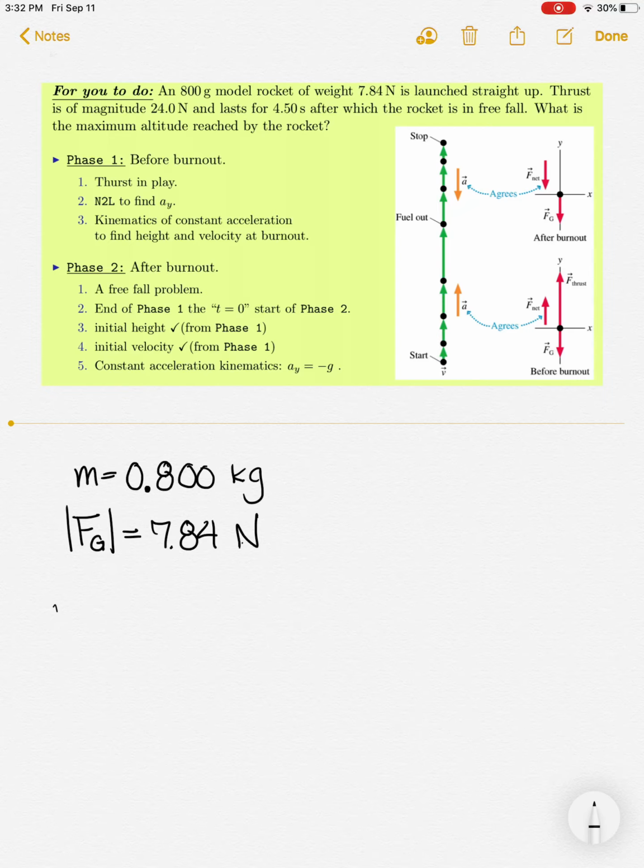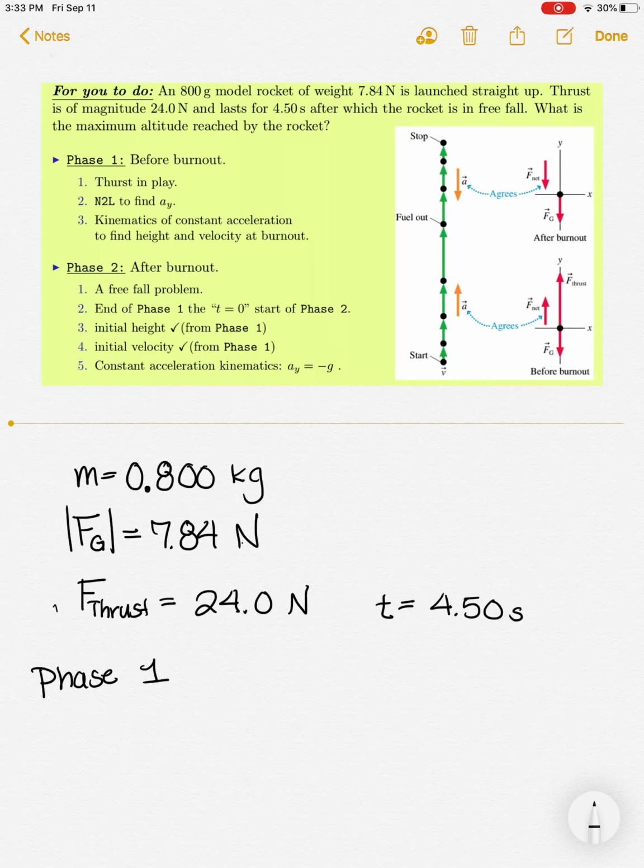And so then we see that the thrust is going to be equal to 24.0 newtons, and the time that thrust is in play is 4.50 seconds, and then the rocket is going to be in free fall. So now let's look at phase one, before burnout. So we need to find the acceleration AY.